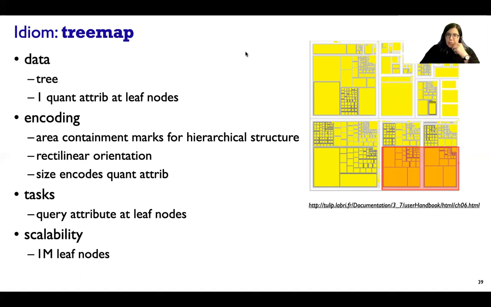What's the scale of this? Well, just like with all these matrix layouts we've been arguing, in the limit, you could fit certainly no more than 1,000 by 1,000, i.e. a million. So you could fit up to 1,000,000 leaf nodes in a 1,000 by 1,000 pixel display. So they're highly scalable.